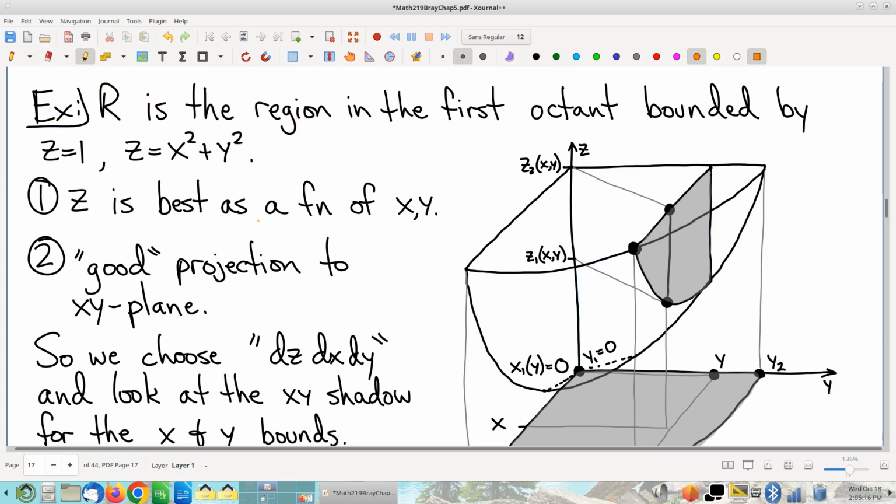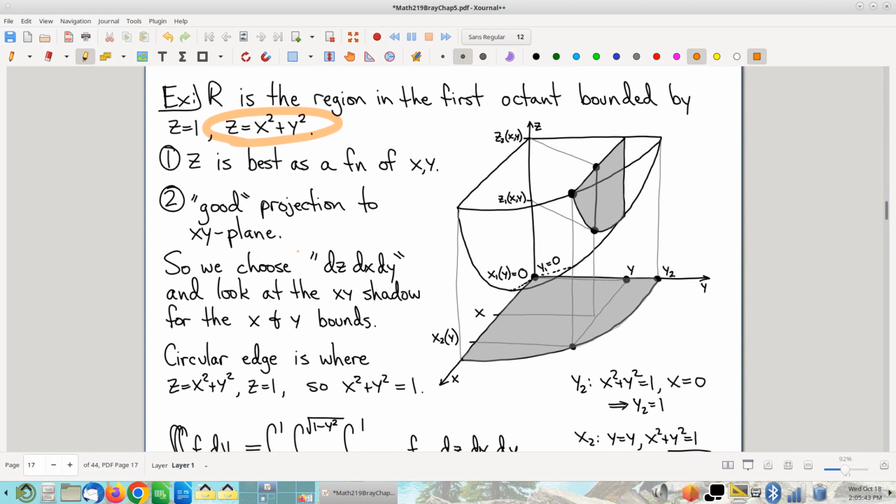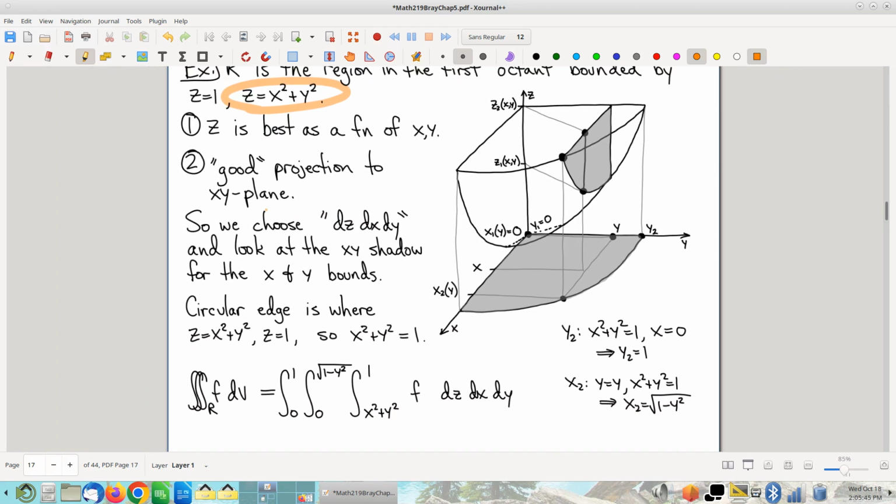Okay, so following the rules on the previous page, I look at this equation right here. I see z as very naturally being a function of x and y. All else being equal, I'd rather solve for z. For one thing, it's already done. More importantly, it's the only one I can solve for without square roots. So I have a pretty strong preference to put the z integral on the inside. Does that make sense?